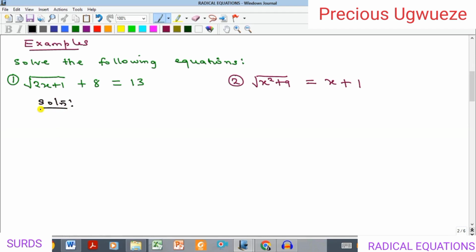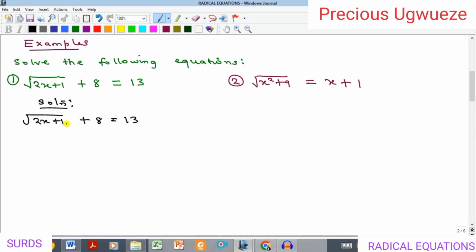We are given the root of 2x plus 1, plus 8, to be equal to 13, and we want to find the value of x. Now, to solve a radical equation, one of the things that must be at the back of our mind is how do we take away the radical? Because a radical is covering the variable which we are looking for, so we need to find a way to take away the radical, and then we can solve for the variable.